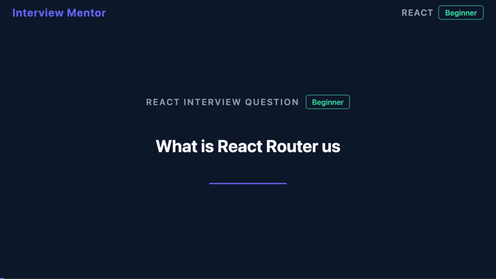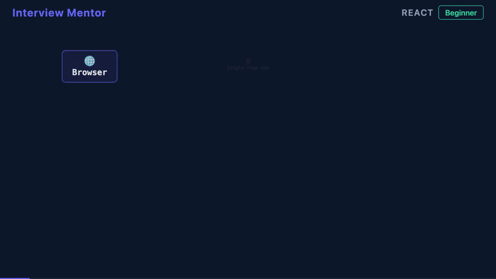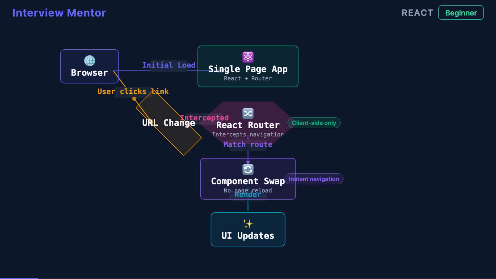Ever notice how some websites feel instant while others reload the entire page with every click? That's the power of client-side routing. React Router is the standard library for enabling client-side navigation in single-page applications. In a traditional multi-page app, clicking a link sends a request to the server, which returns a completely new HTML page. With React Router, your entire app loads once, and navigation happens instantly within the browser. The router intercepts clicks, updates the URL, and swaps out components, all without leaving the page.